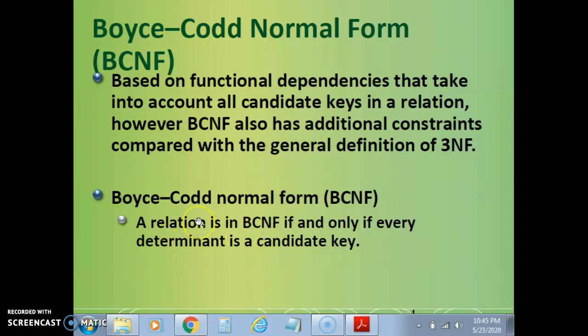Remember that every relation in BCNF is also in 3NF, that is third normal form. Before converting any table into BCNF, that table should be in first, second and third normal form. However, a relation in third normal form is not necessarily in BCNF.